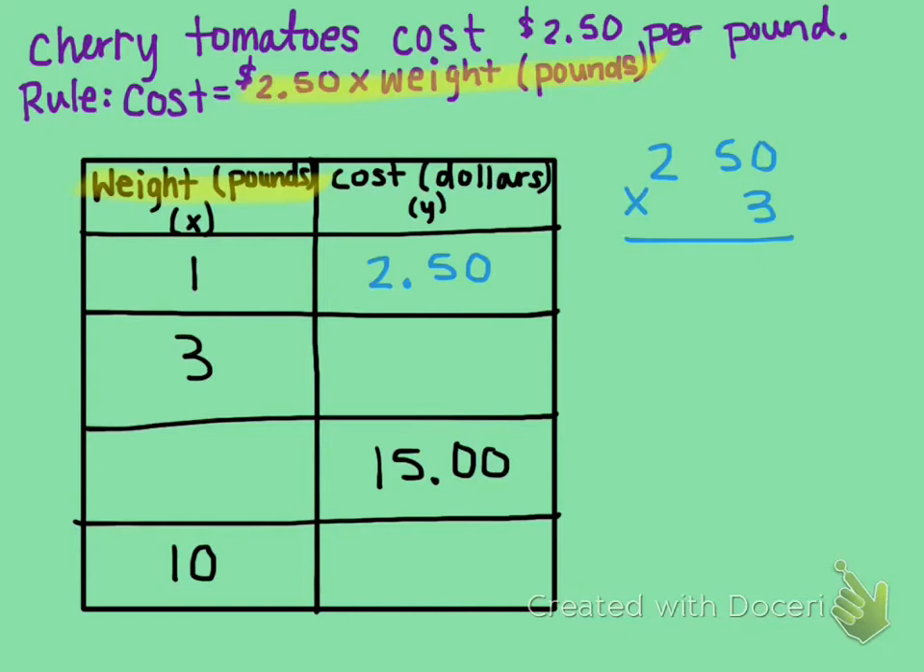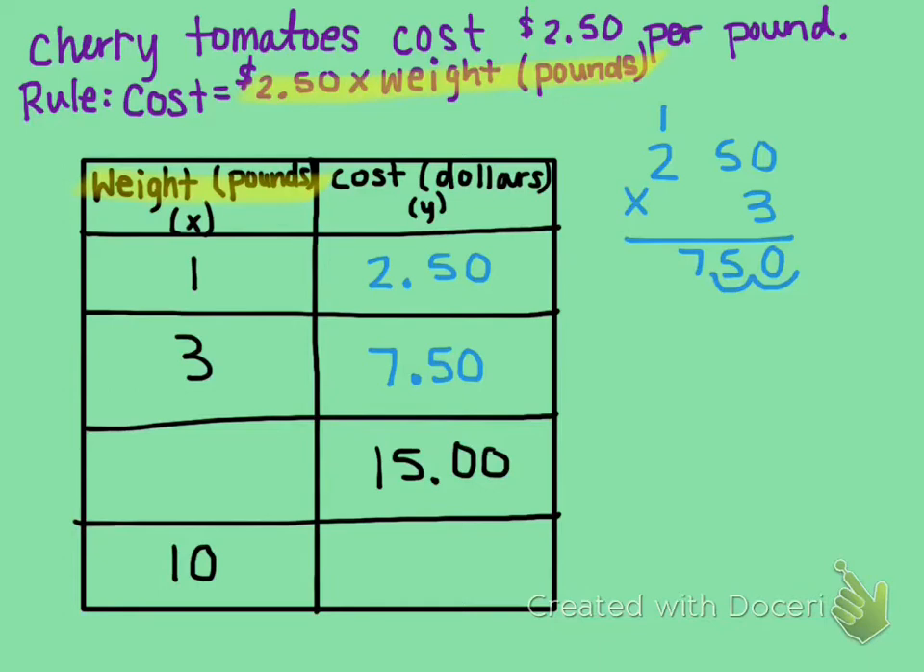0 times 3 is 0. 5 times 3 is 15. And 2 times 3 is 6, plus 1 is 7. So I get 750, but I need to add the decimal back in. So I'm going to move it 2 times, and my answer is $7.50 for 3 pounds.